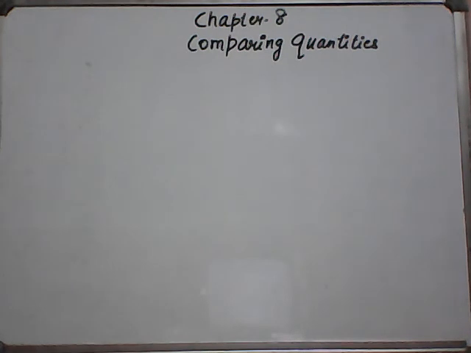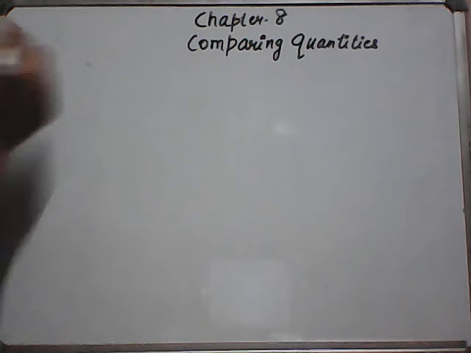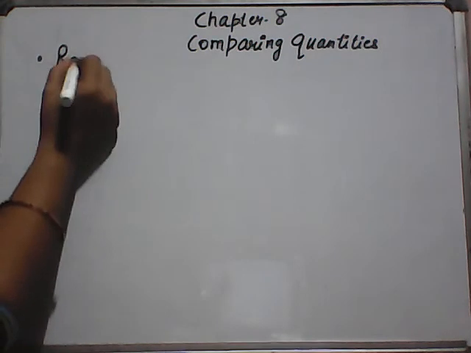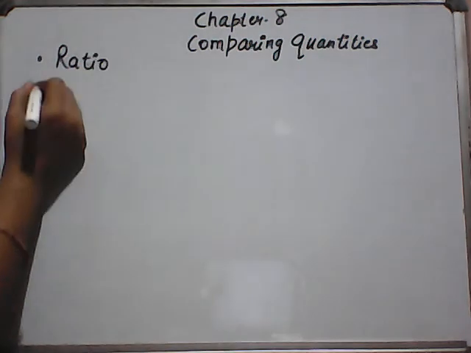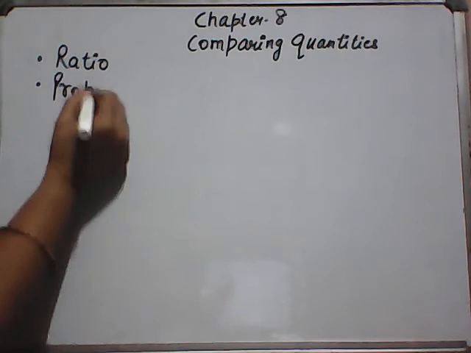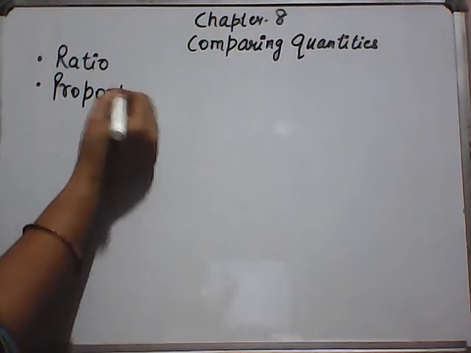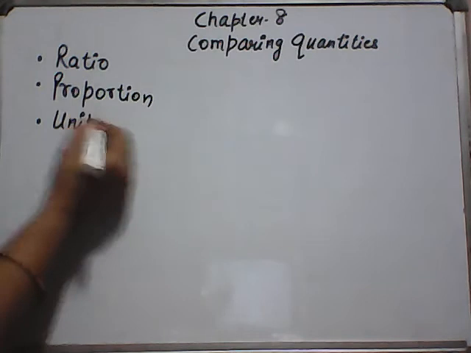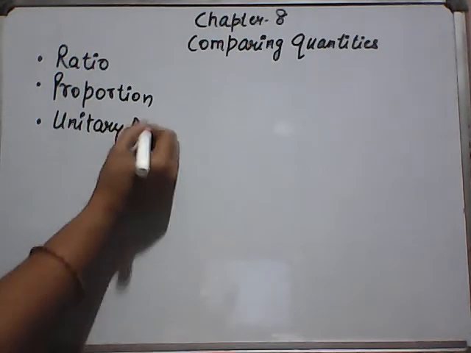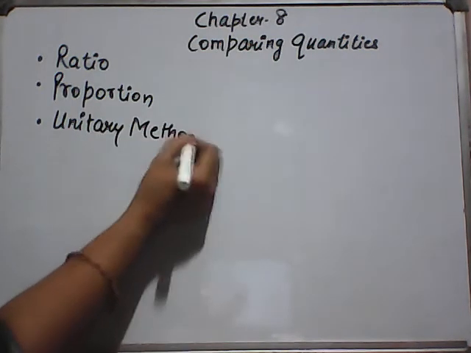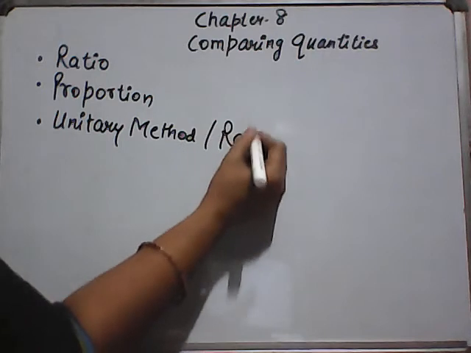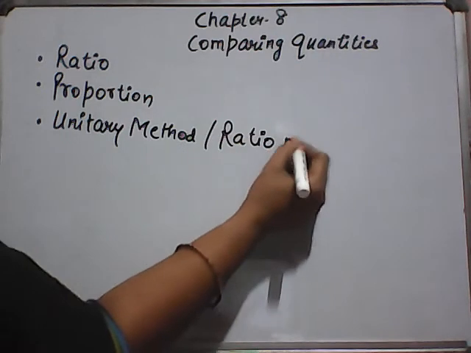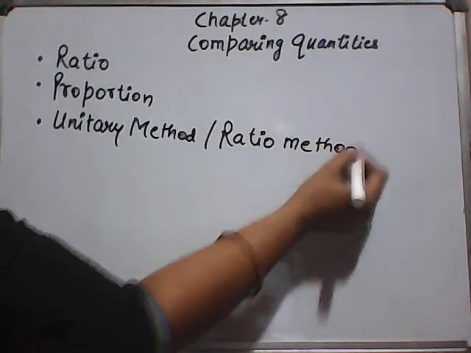In this chapter, we can compare quantities by using ratio, by using proportion, and by using unitary method, as well as by using ratio method. Let us discuss one by one.